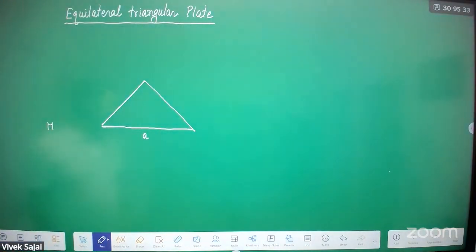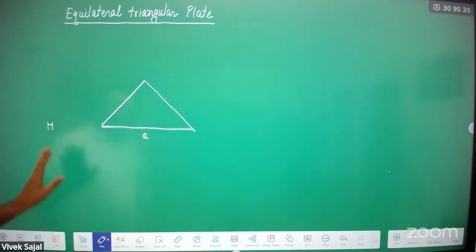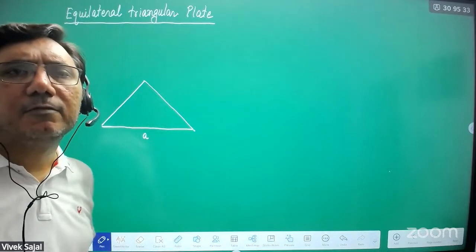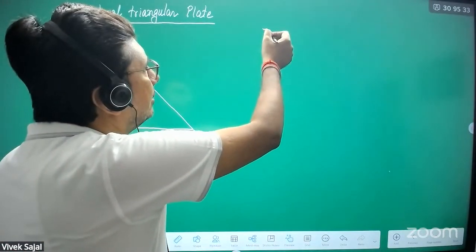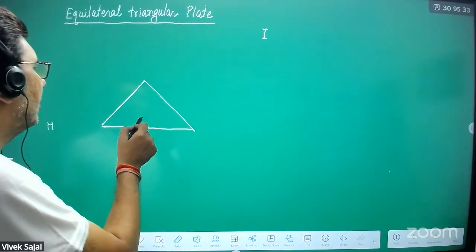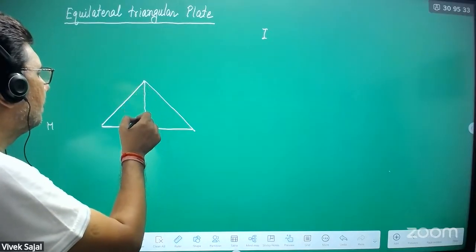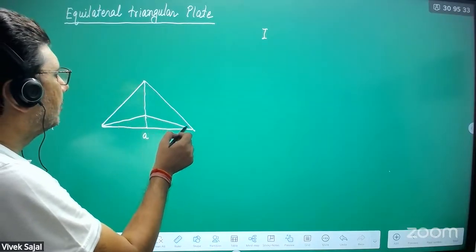Mass is M, this is A. So what can you say about its moment of inertia without calculation, from the plate or from the disk? You have the example of the disk, you have the example of the rectangular plate, or square may be there. I want to find out its moment of inertia about its center. Centroid, you can say. This is the centroid here. This is C.